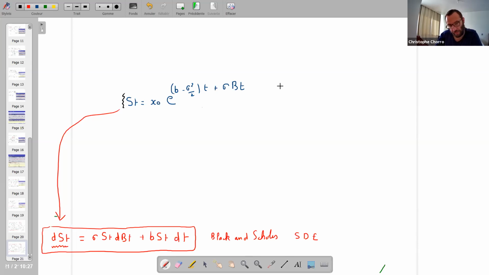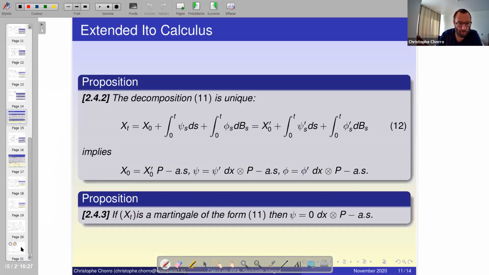Here we have seen together that, from a proposition I have proved previously, we can see that S_T is a martingale if and only if the part in dt is equal to 0. It is the Proposition 2.4.3 here.